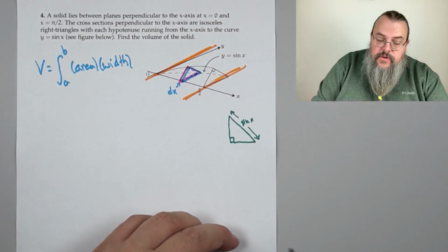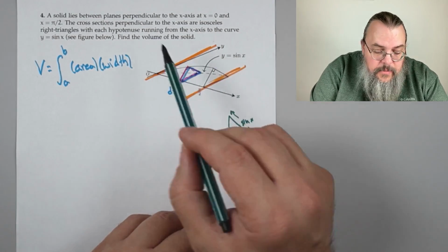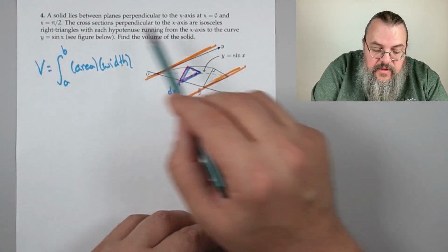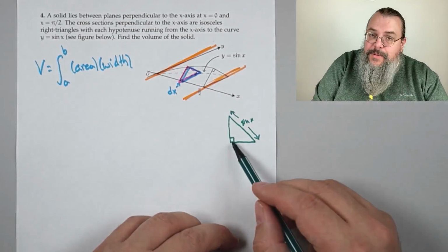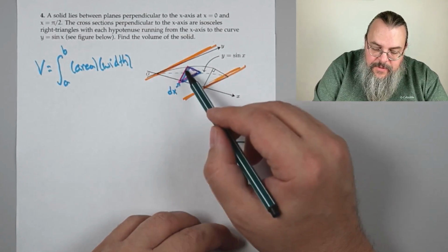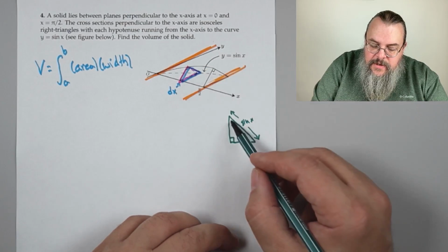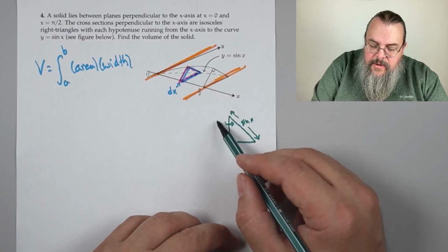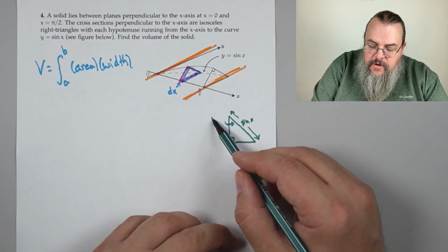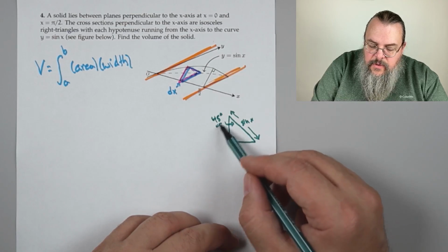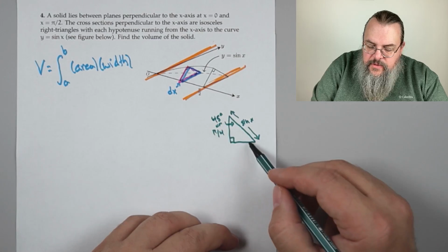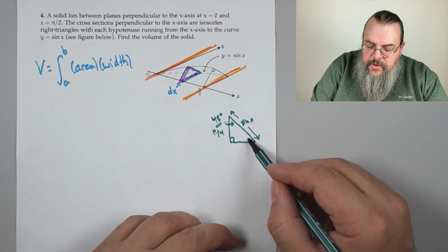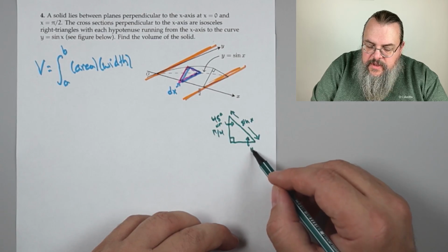We also know that it's an isosceles right triangle. So that's why I put a right angle there, but I just copied that from the picture. To be isosceles means that these are pi over 4, or 45 degrees, whichever one makes you happier, in both corners. Okay.